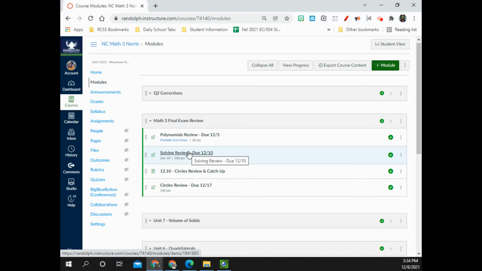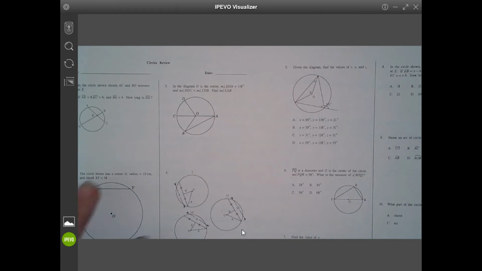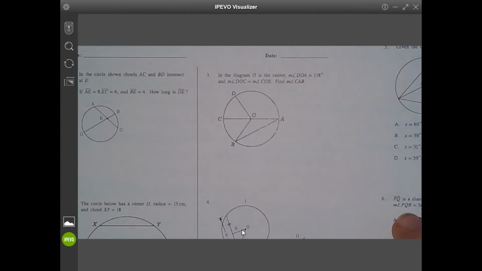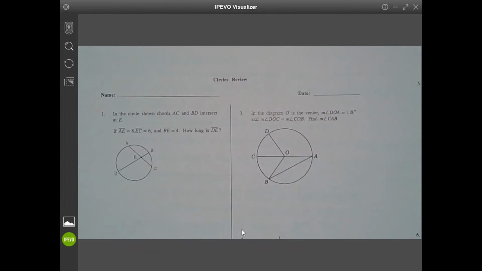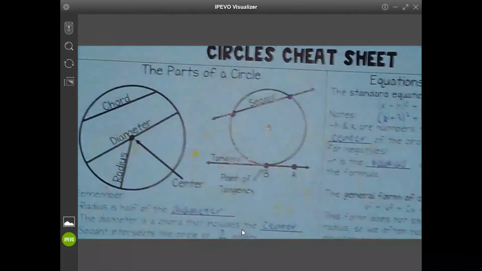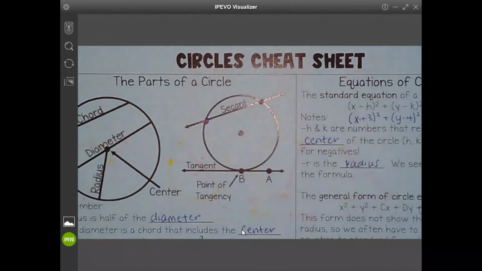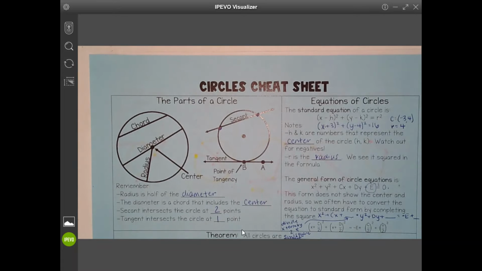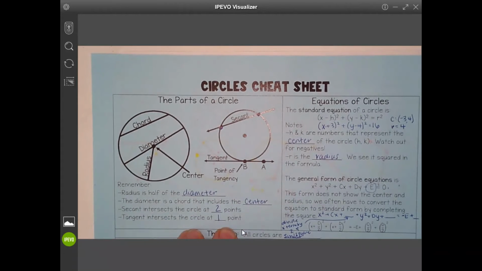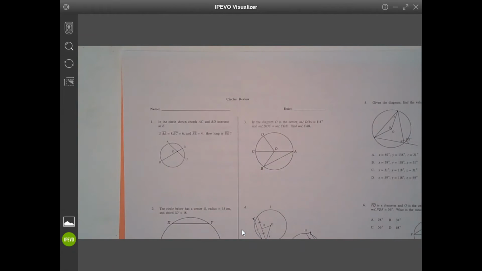Then, and everyone needs to listen because everyone's going to be doing this the second half of class, you will get this circle review. It'll look like this. It's going to go through all those circle, angle, and segment problems. Remember, you have this circles cheat sheet. It's a blue sheet. I don't know if you can tell it's blue on the screen, but it is a blue circle cheat sheet. So take that out because that will help you with these problems.